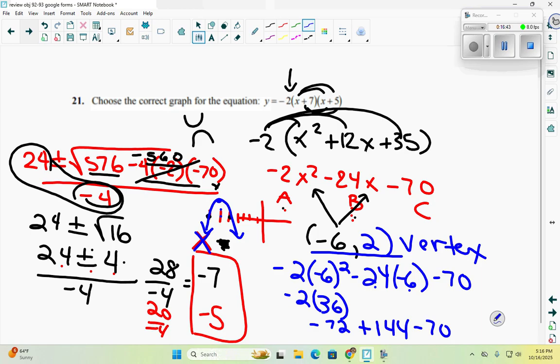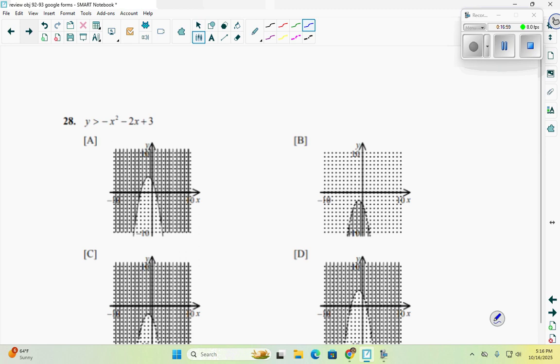So that's number 21. The last one I'm going to go over is the same as what we're doing here, but now we have the inequality. So it's either going to be a solid line or a dashed line. It's going to be shaded above or shaded below. So the one in objective 93 that I'm doing is 28. Again on these, it's kind of hard to tell which ones are the solid and which ones are the dashed, so you will need to zoom in.